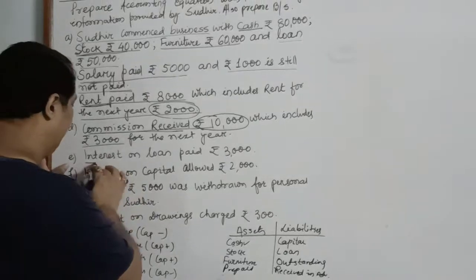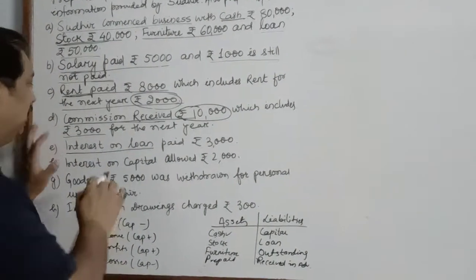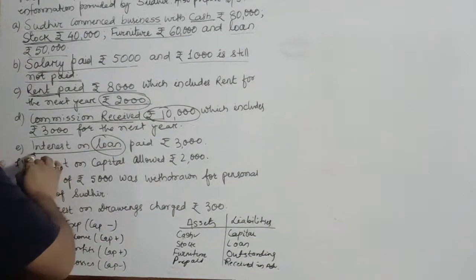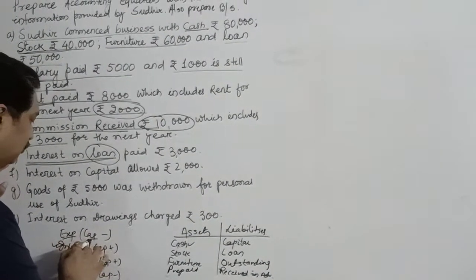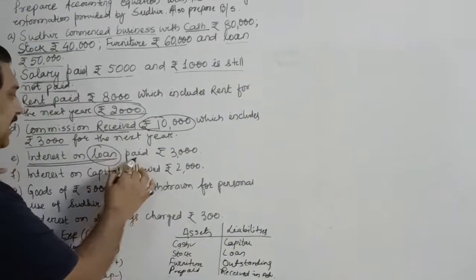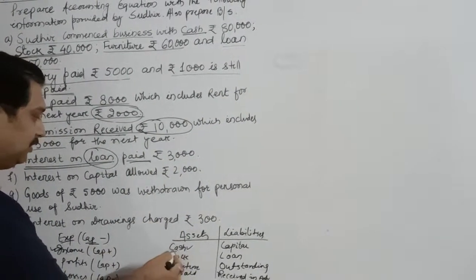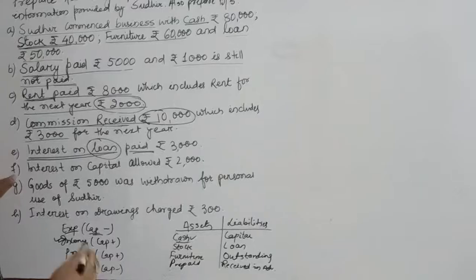Interest on loan, it is an expense. Loan is a liability and interest on loan is considered as an expense. So expense will reduce my capital, and at the same time, what am I paying? Cash. So it will reduce my cash also.